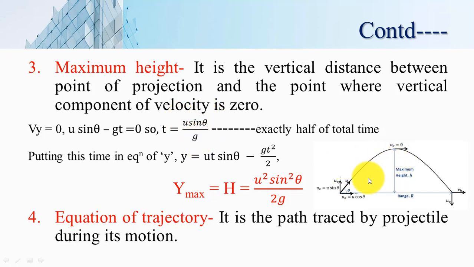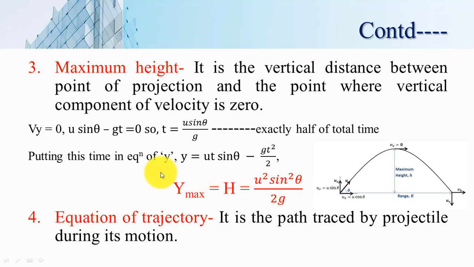Now, as we are finding the maximum height, it is a distance along y direction. Hence now use the equation of y, and in this equation of y, put the time as u sin theta upon g. So by putting this term, we will get y max, that is the maximum height, also referred to with letter h. It is equal to u square sin square theta upon 2g.